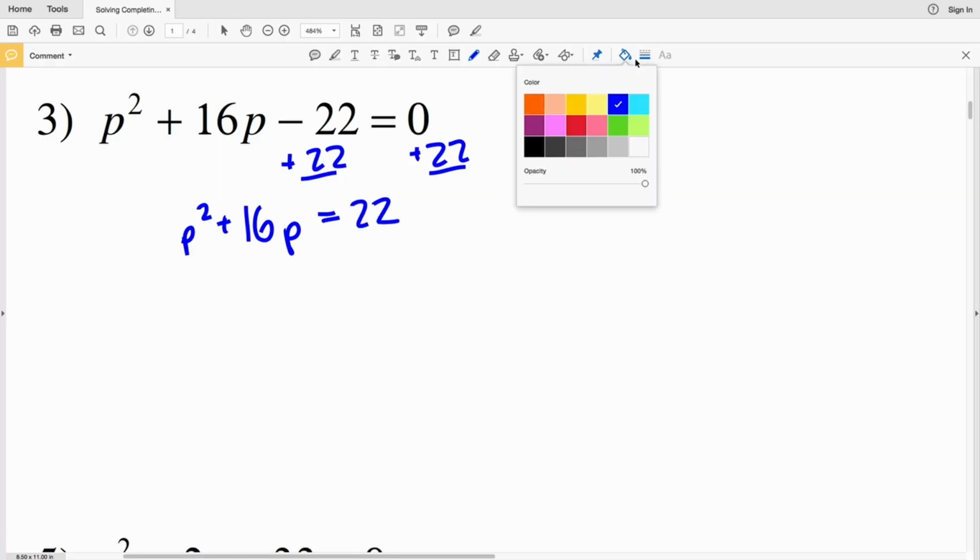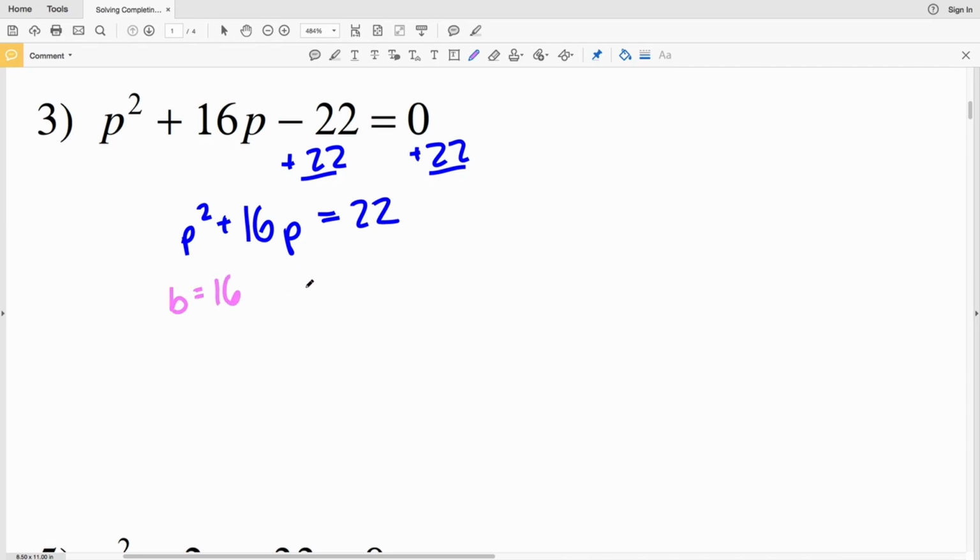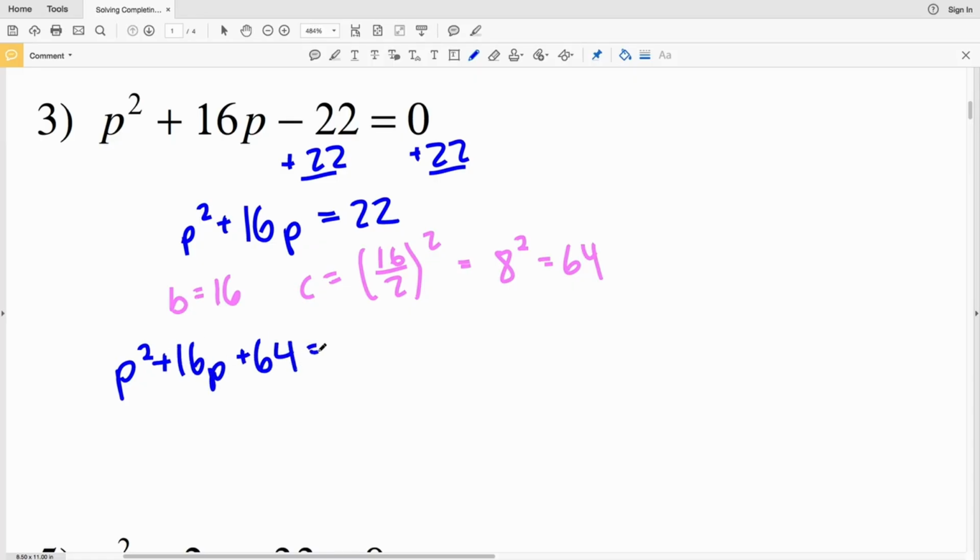Now I need to complete that square on my left-hand side. My b value is a positive 16. So c is going to equal (16 over 2) squared, (b over 2) squared. 16 divided by 2 is 8, and 8 squared is equal to 64. So I'll add 64 to both sides. So I'll have p squared plus 16p plus 64 equals 22 plus 64.